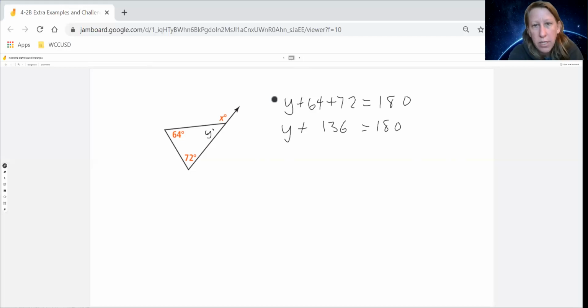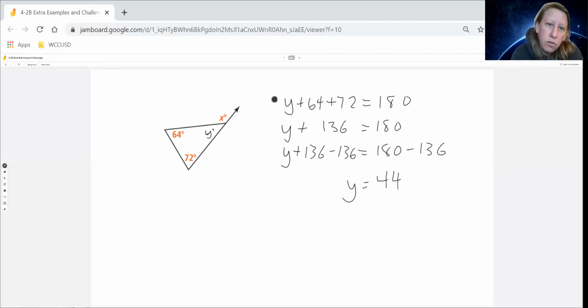Exactly like the problem I just did. So I'm going to take away 136 on both sides. And that's going to be 180 minus 136, 44. Okay, so I just found that this angle in here is 44.